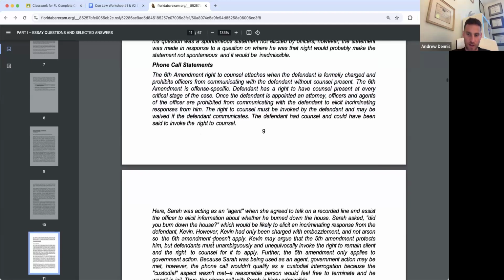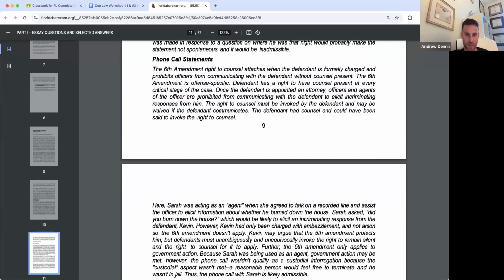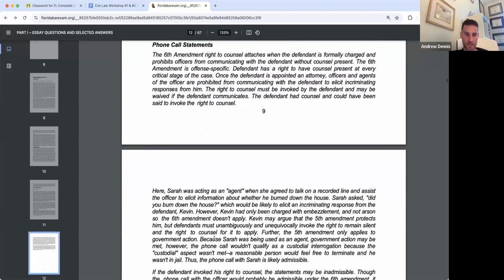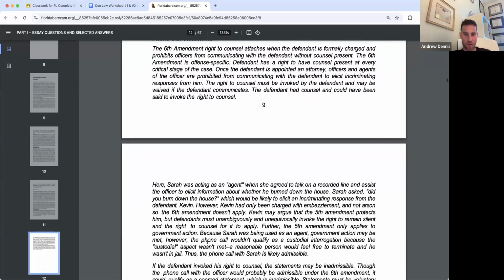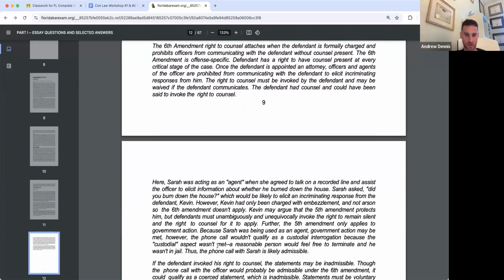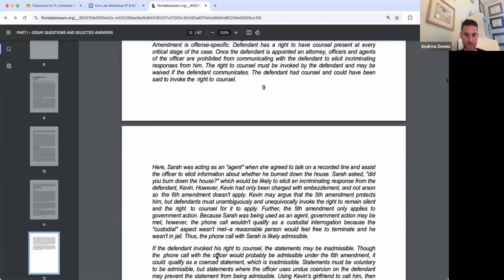He may argue that the Fifth Amendment protects him, but the defendant must unambiguously and unequivocally invoke that right to remain silent. Further, the Fifth Amendment only applies to government action. Because Sarah was being used as an agent, government action may be met. However, the phone call wouldn't qualify as a custodial interrogation because the custodial aspect wasn't met. A reasonable person would feel free to leave. Thus, the phone call was likely admissible.